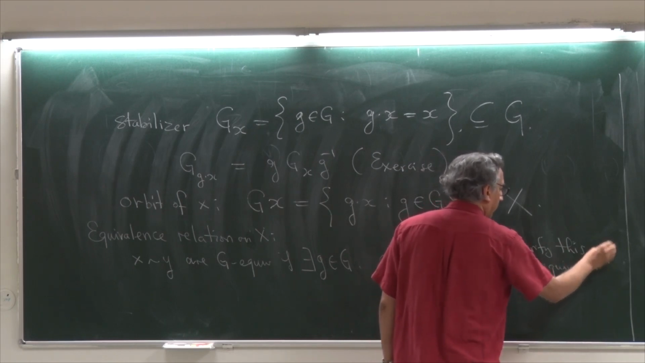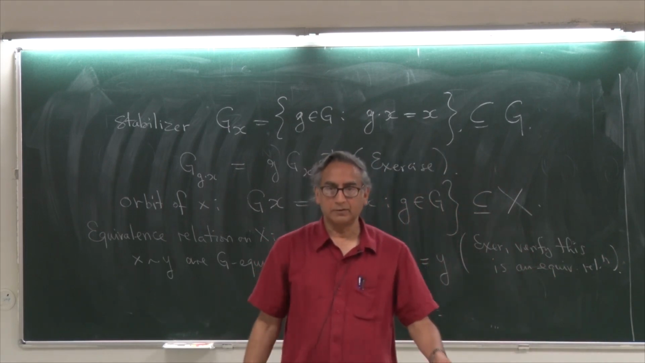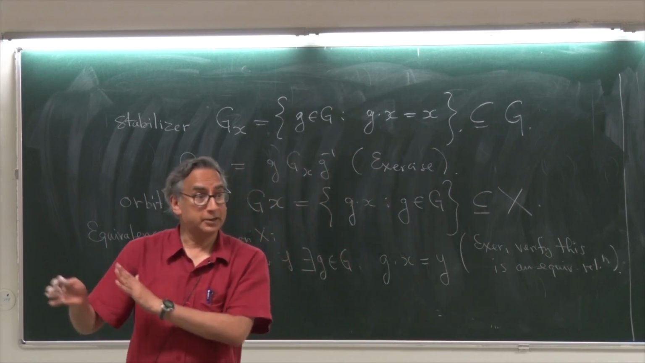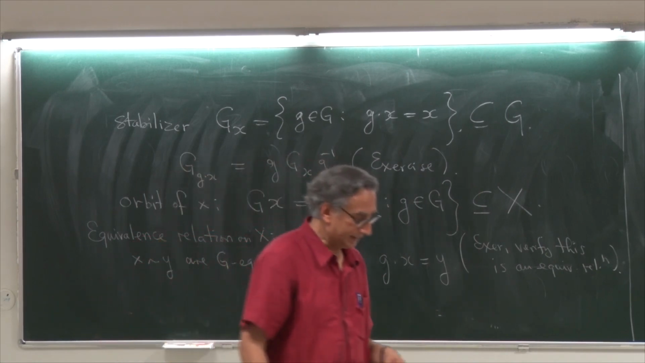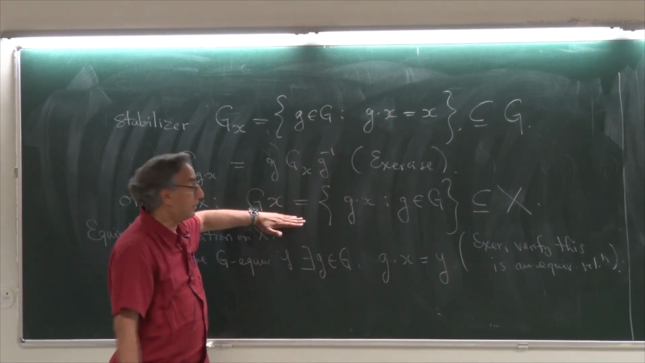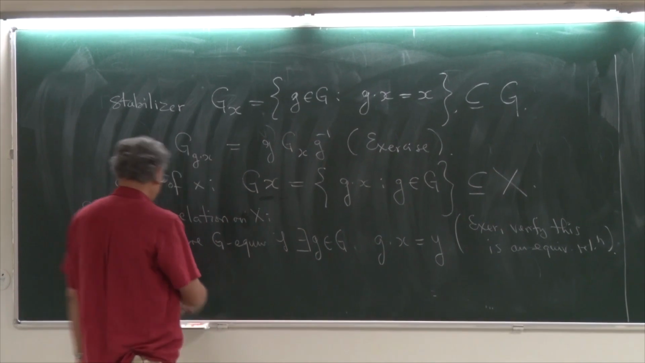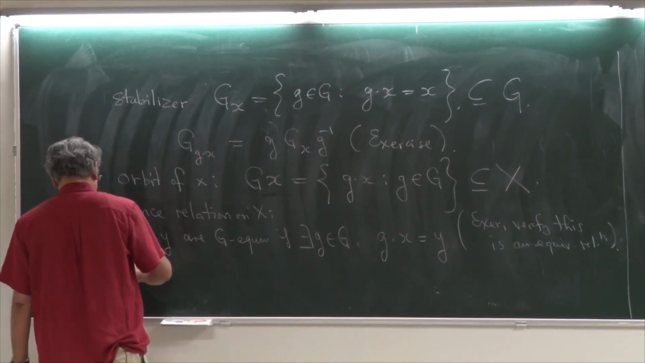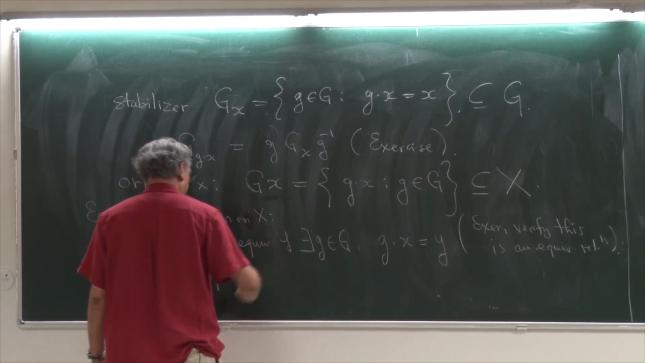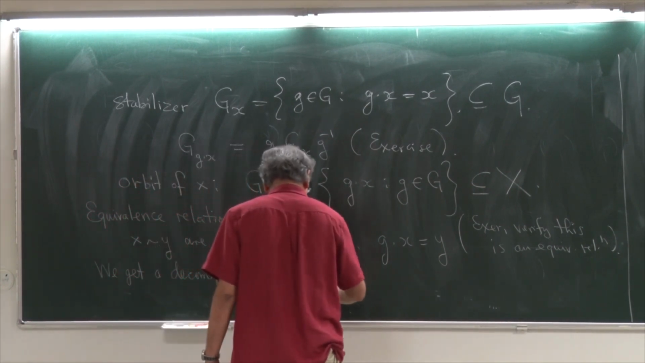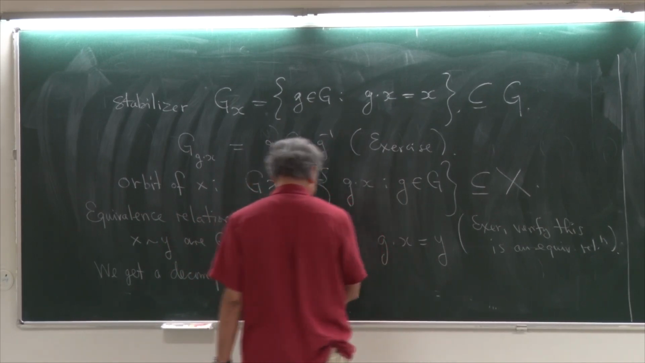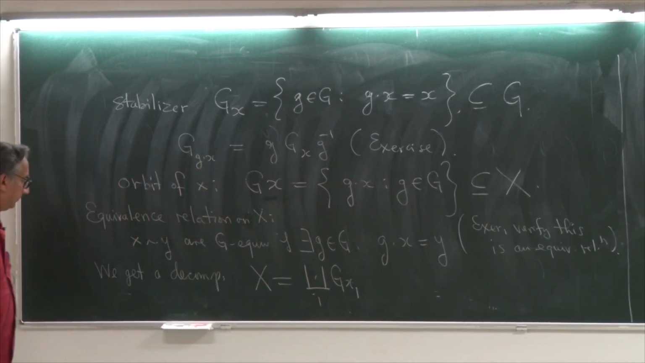And you know that with equivalence relations, you can take elements of the space X and partition the whole space into equivalence classes. And the equivalence classes are the orbits, right? Because all the elements in this class are equivalent. So thus we get a decomposition of X as a disjoint union of orbits, various orbits.